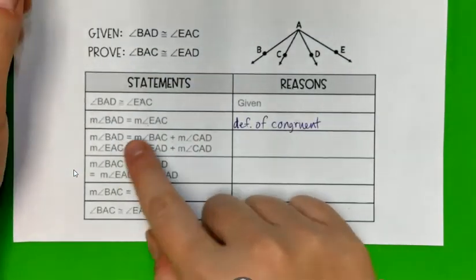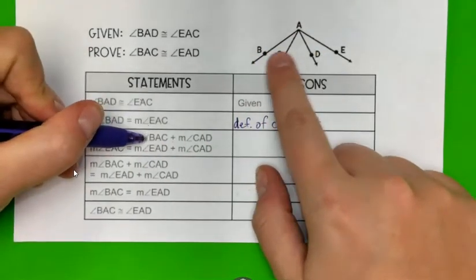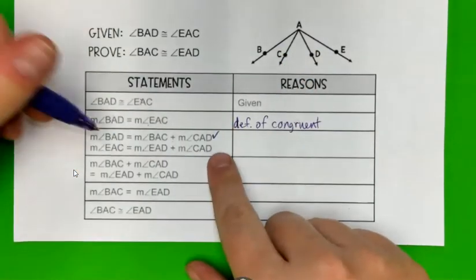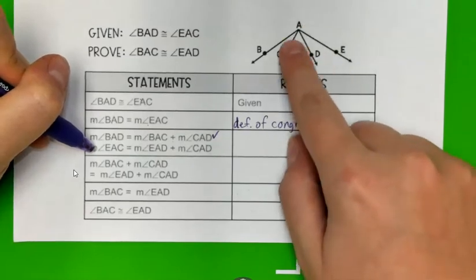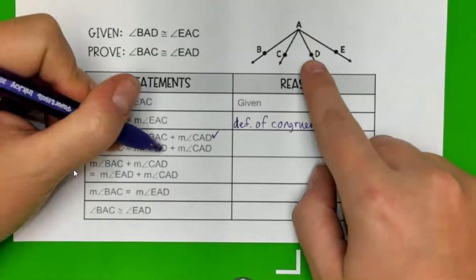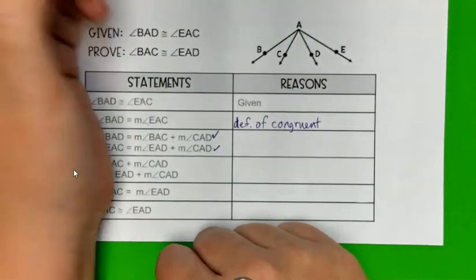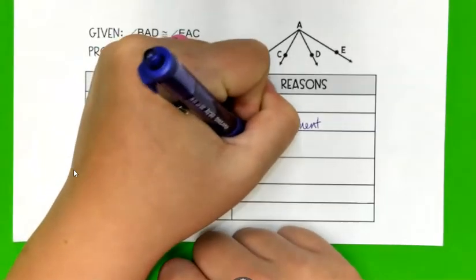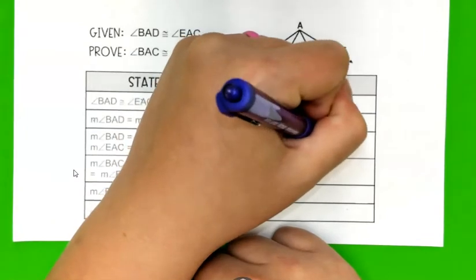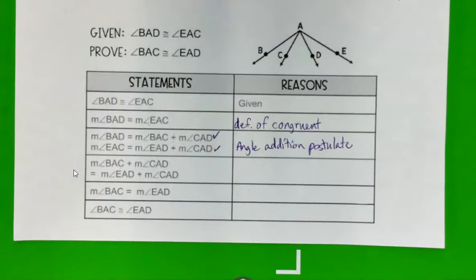So let's just check. BAD, and then are the two parts listed, BAC and CAD? Okay, yes. This first one, check. It's angle addition. And then we've got EAC, which should be the whole thing, and then EAD and CAD. Check. It's part plus part equals whole. So we're going to call it angle addition postulate anytime an addition symbol comes out of nowhere.